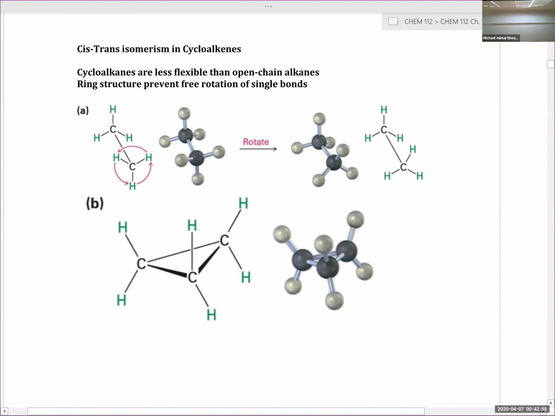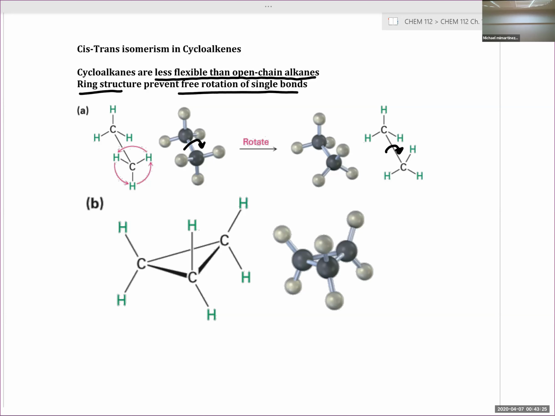So first and foremost, cycloalkanes are less flexible than their open chain alkanes. One reason for this is that the ring structure prevents free rotation of the single bond. So for example, when we're looking at Newman projections, we can clearly rotate about our carbon-carbon bond with no issue for our normal alkane.